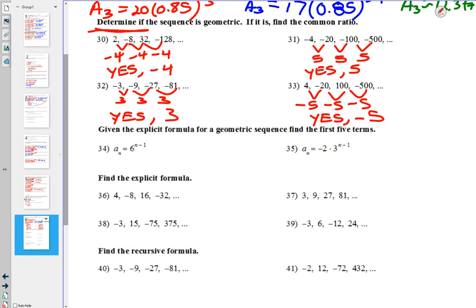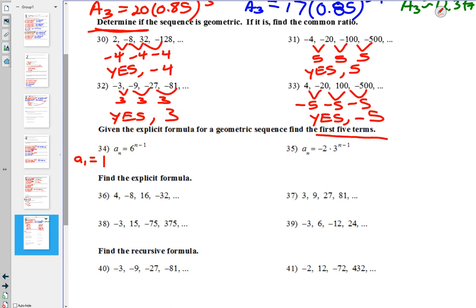Alright, for these next two, they should have given us a lot more space for this. But notice how it says find the first 5 terms. What they mean by this is take turns plugging in for n: a 1, a 2, a 3, a 4, and a 5. I don't have enough space for that, but the first one I can do pretty fast. A sub 1 is going to be what? If I plug in a 1, what's 1 minus 1? Anything to the 0 power is?